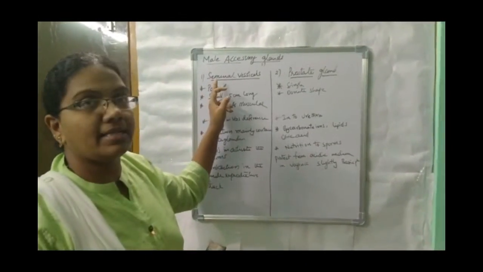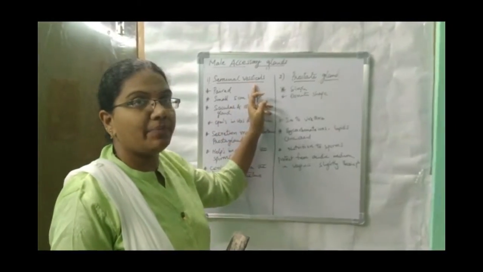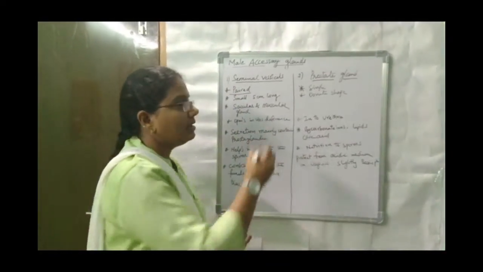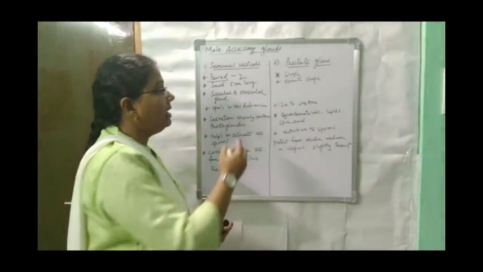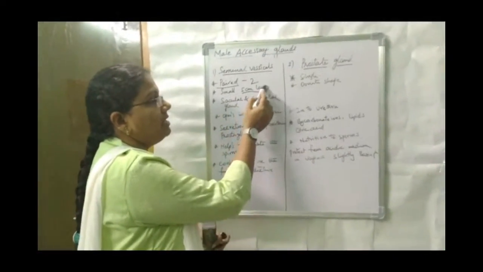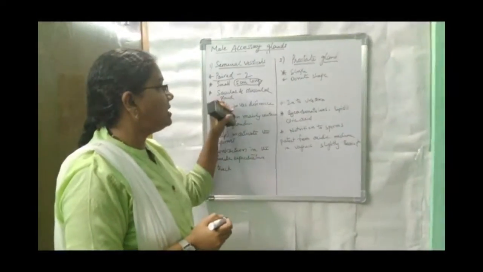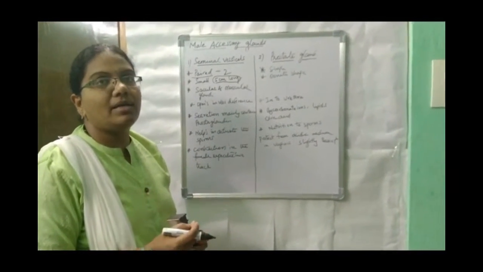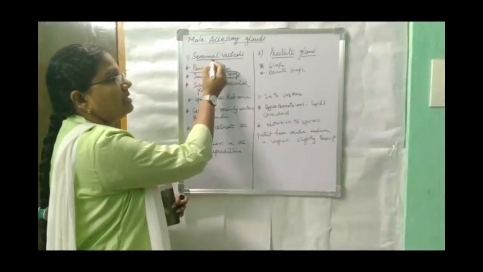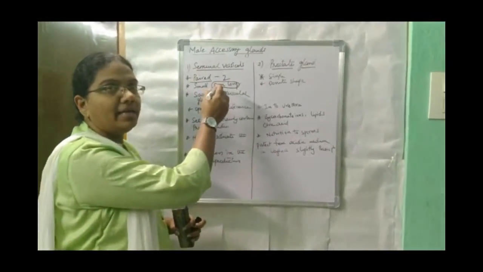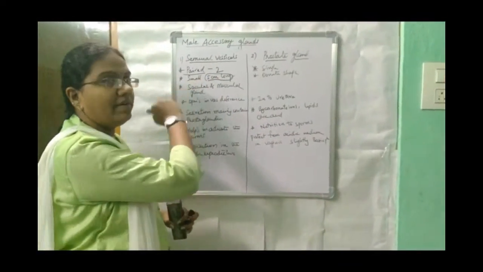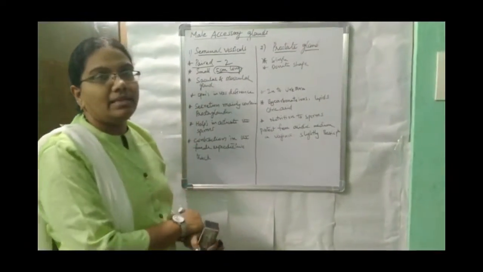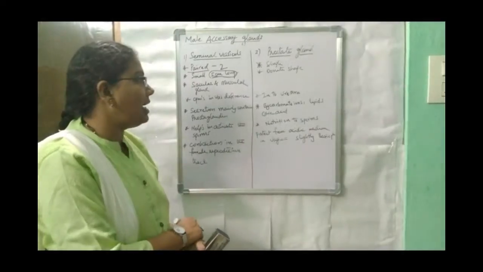The first accessory gland is the seminal vesicle. What is the seminal vesicle? Seminal vesicles are paired, they are 2 in number. They are very small, about 5 centimeters long. They are glandular structures, saccular and muscular glands.